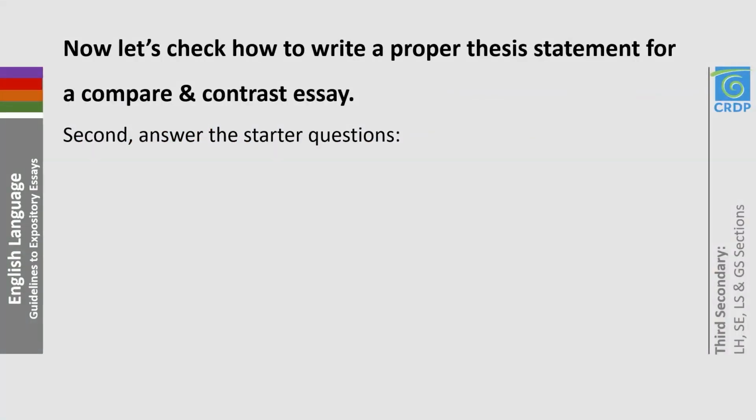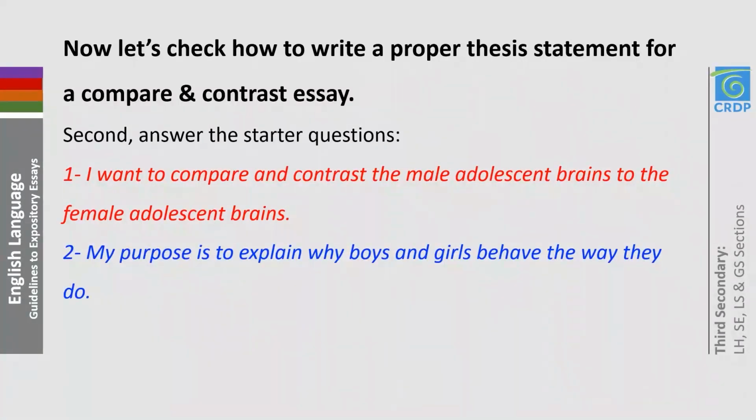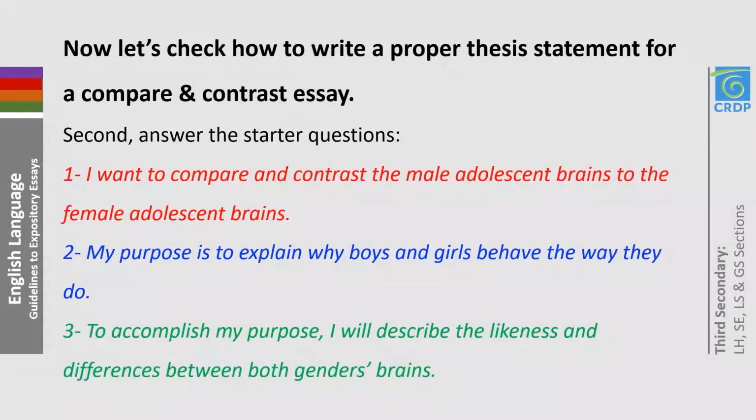Second, answer the starter questions. For the first question, we can say, I want to compare and contrast the male adolescent brains to the female adolescent brains. Number two, my purpose is to explain why boys and girls behave the way they do. And number three, to accomplish my purpose, I would describe the likeness and differences between both genders' brains. So these are the answers of the starter questions.